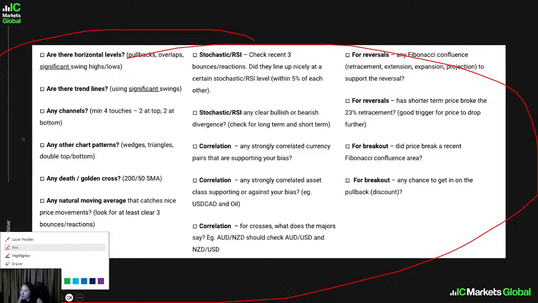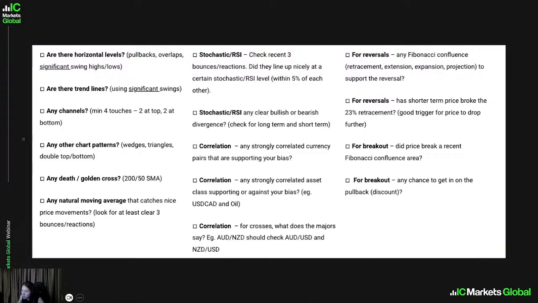Okay, so I'm gonna keep this here. Let me pull out TradingView.